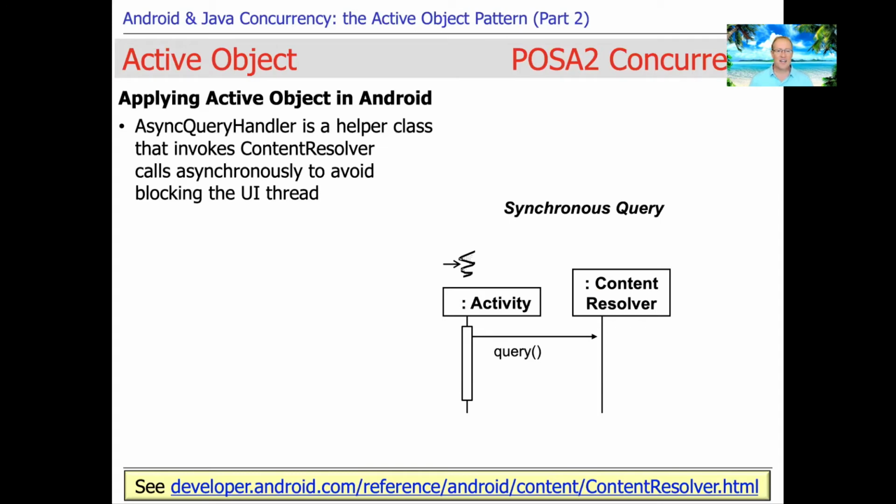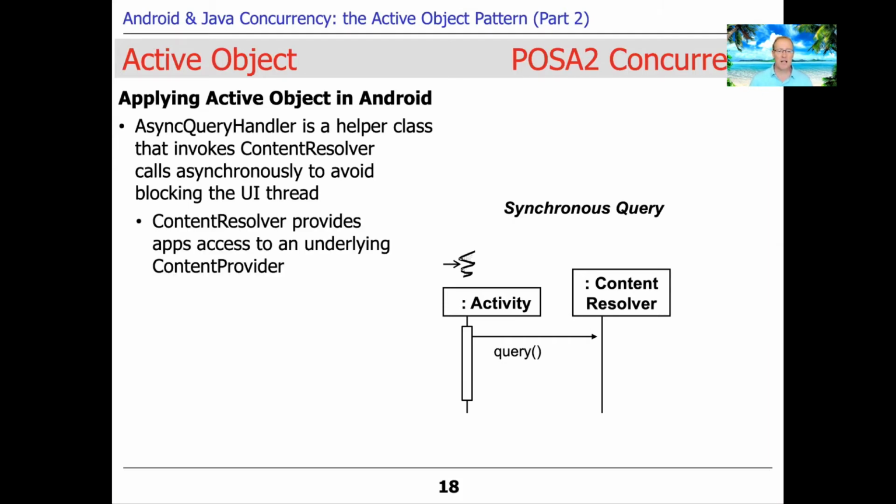So when we apply this in Android, if you take a look at how this is actually used, there's a class in Android called AsyncQueryHandler, which is a helper class that's used to invoke content resolver calls asynchronously so that the user interface thread is not blocked. So the whole goal here is to not block the user interface thread. And the content resolver provides apps with access to the underlying content provider. Content providers are used in Android to give you access to CRUD data, which is basically create, read, update, and delete. CRUD is just a fancy name used for operations on data objects in Android.